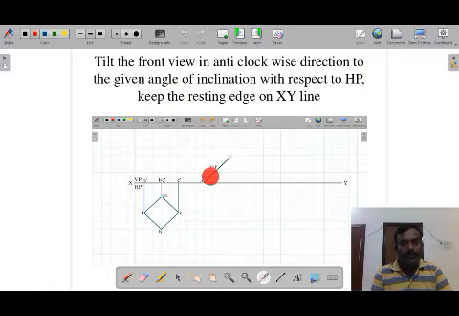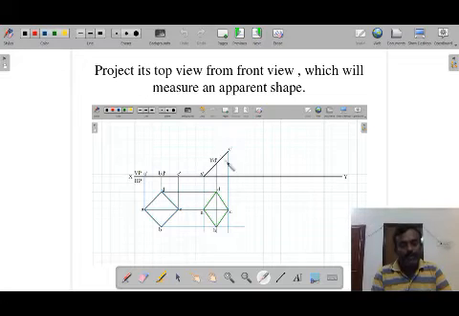Now turn the front view in the anti-clockwise direction for the given angle of inclination with respect to the HP. That is the surface inclination. Keep the resting conditions. Here it should be the corner here. The corner should lie on the XY line. Now project the top view from the front view, which will give the apparent shape.